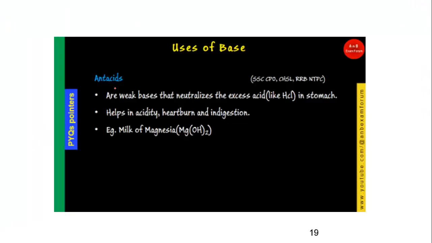The usage of antacids is basically to neutralize the excess acid, like HCl in the stomach. So if you take milk of magnesia or some other antacids which are commonly available in the market, they are generally weak bases. And they help in acidity, heartburn, and indigestion. So antacids are basically weak bases.